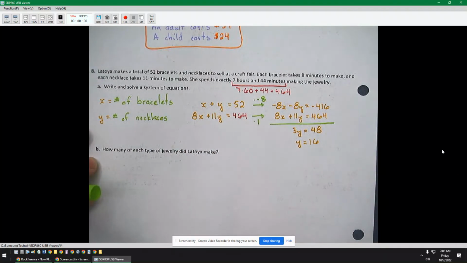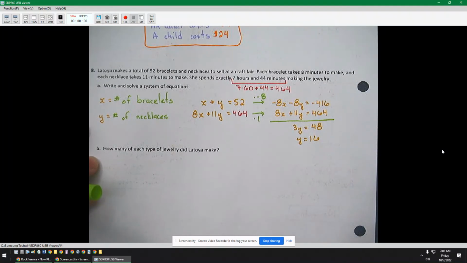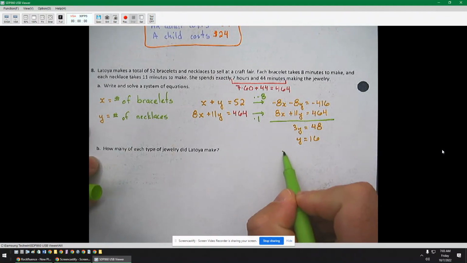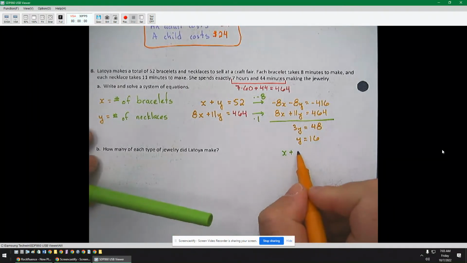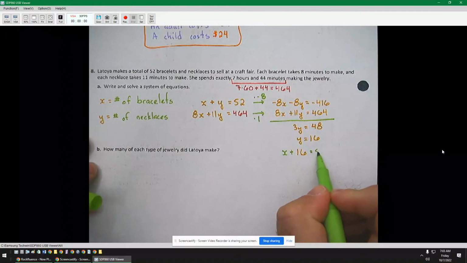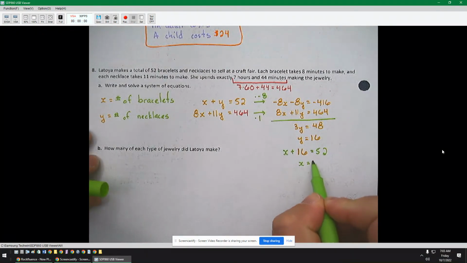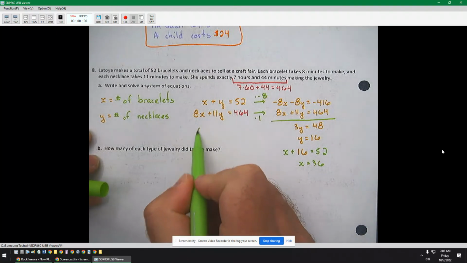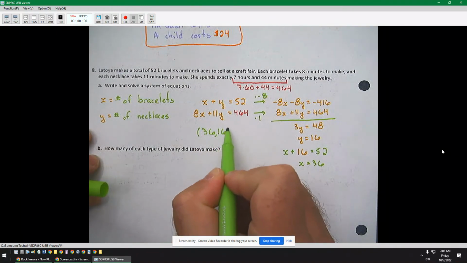Now remember, you should be pausing and trying to do this on your own. If you're just waiting for me to do it, y was 16, equals 52. I got x equals 36. So my coordinate pair is 36, 16.